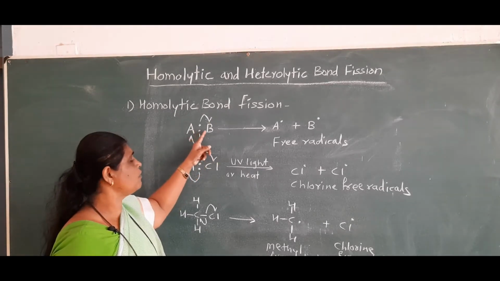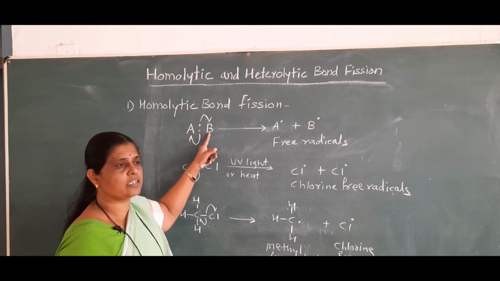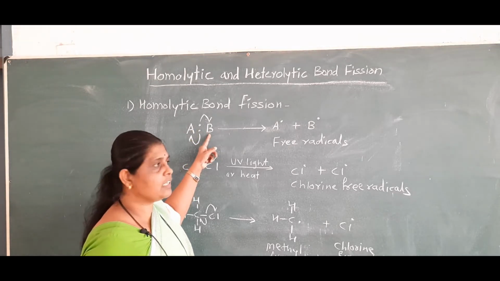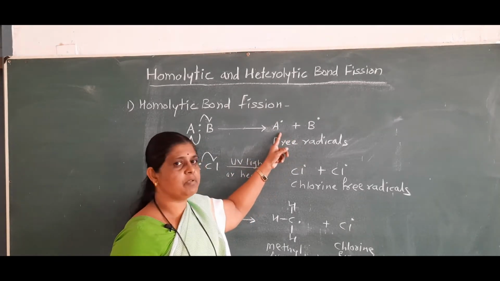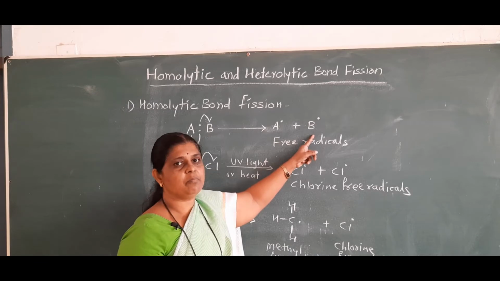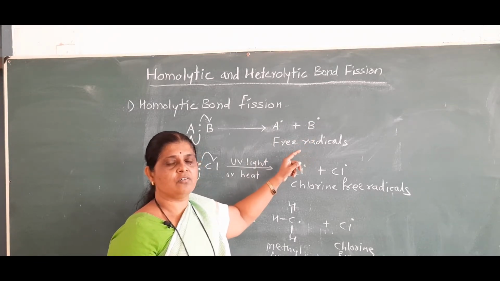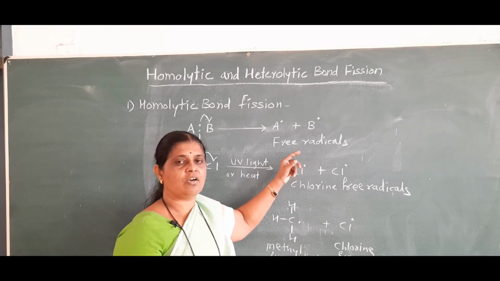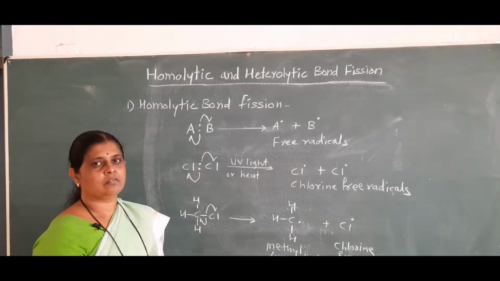The shared electron pair is equally distributed between A and B atoms, and after homolytic bond fission, free radicals are obtained. This is A free radical and this is B free radical. Free radicals are the species which contain a single or odd number of electrons. Those species are known as free radicals.